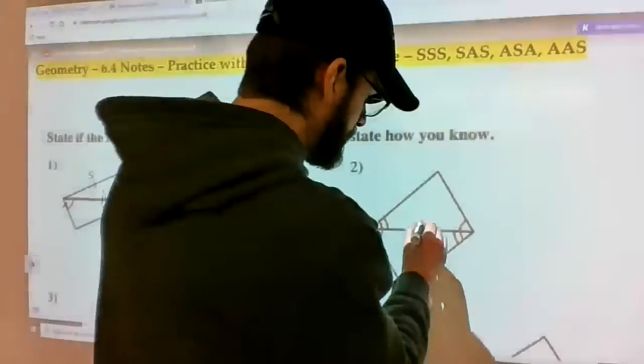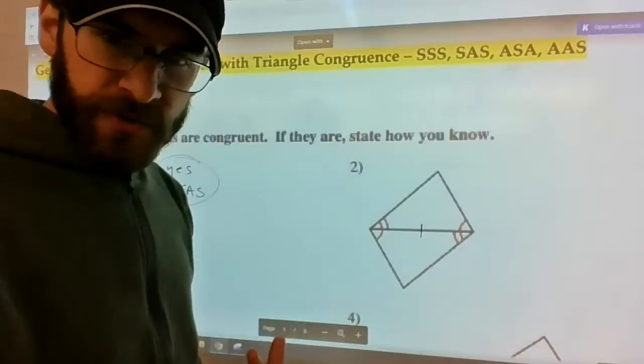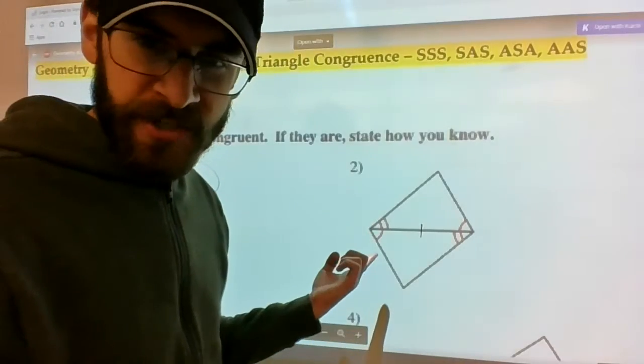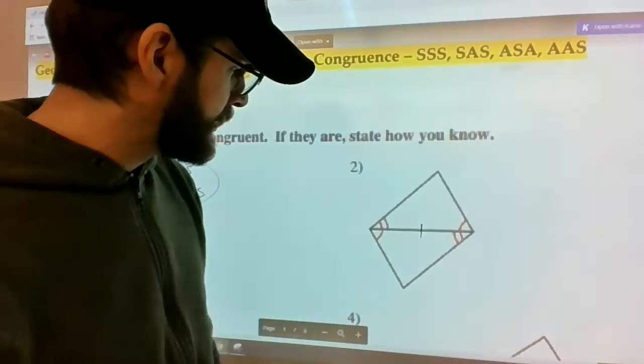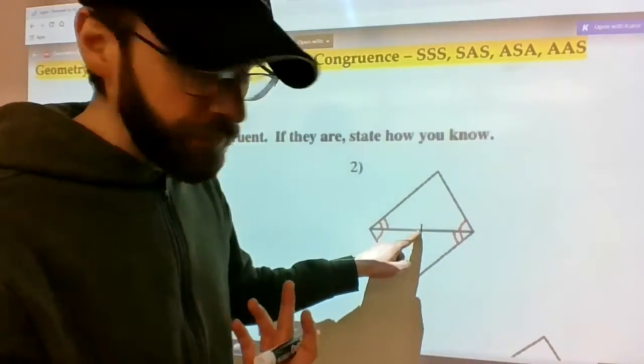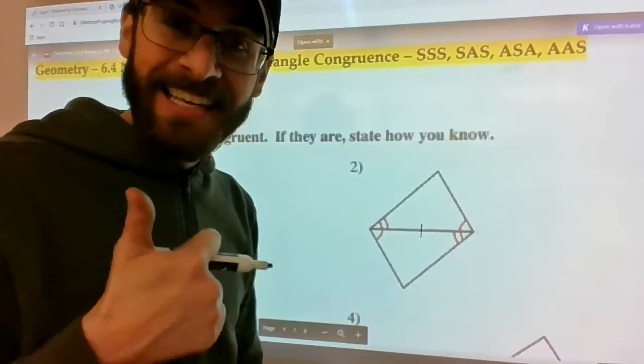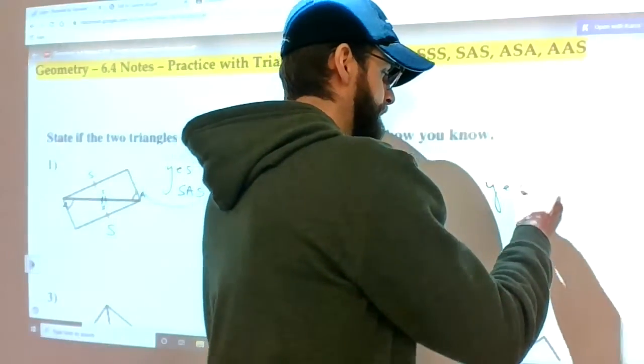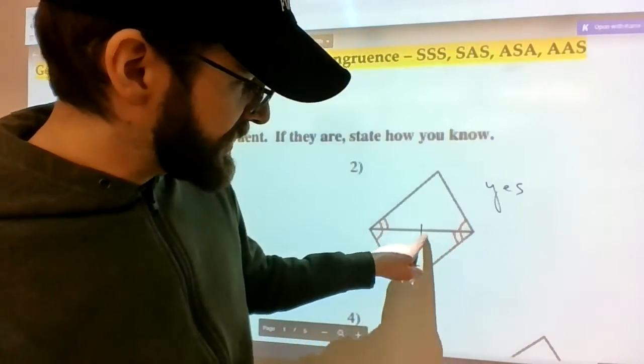Next one. This side is shared, so it's congruent to itself. I think we saw one very similar to that on the notes that I just posted on 6.3. Angle with angle, side to itself, angle to angle. So this is yes. And it's angle, side, angle.